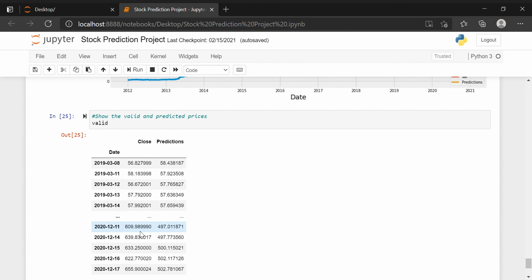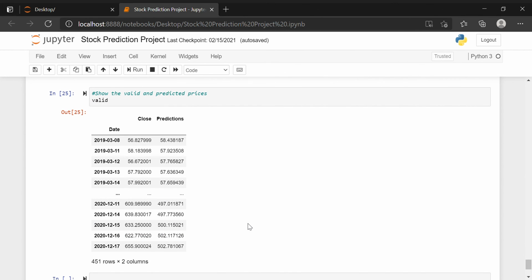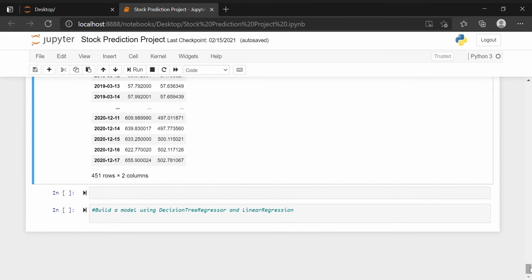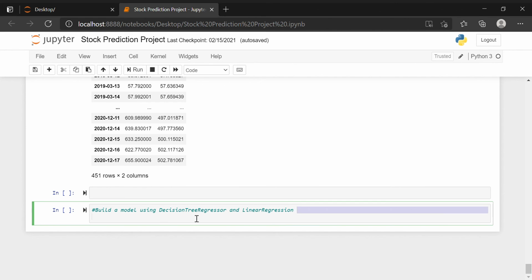But as the stock was moving on and increasing in price really heavily, the discrepancy between the actual price and the predicted price increased, 609 versus 490. So that was the LSTM model. I'm also working on building a decision tree regressor and a linear regression model, to see how that goes and how they perform, which probably would be done in the next couple of weeks.